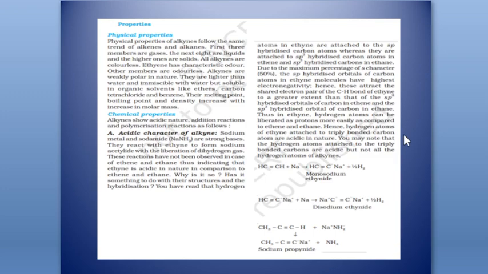Acidic character of alkynes. Sodium metal and sodamide are strong bases. They react with ethyne to form sodium acetylide and liberation of hydrogen gas. These reactions have not been observed in case of ethene or ethane, thus indicating that ethyne is more acidic than ethene compound. So the reaction is given below here.